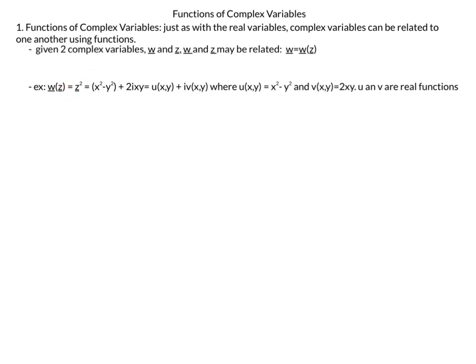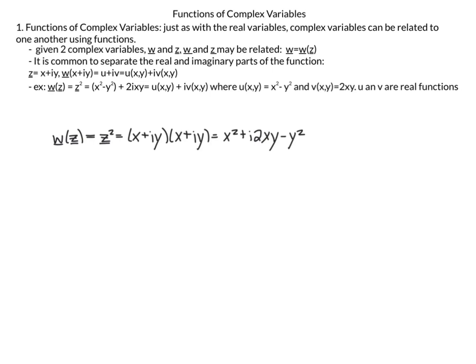So z squared, and I'm going to write this out, is equal to x plus iy times x plus iy. So I multiply these two x's, I get x squared. When I multiply this times this, I get x times iy. And then here, times this, I also get another x times iy, so I have i times 2xy, and then finally I have y squared, my y times y, but I also have i times i, which gives me this negative here. And next I'm going to add this comment.